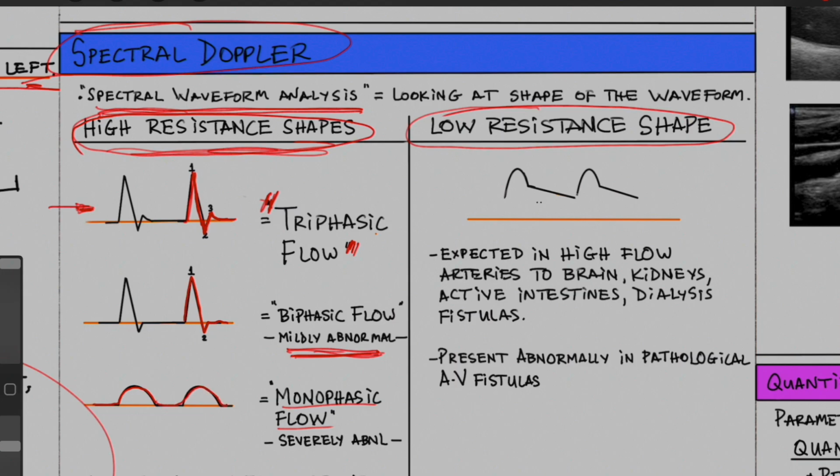And this is significantly abnormal, and it's like a parvus et tardus waveform, like you might see in somebody with severe aortic stenosis, and you did a pulse volume recording in a peripheral artery.